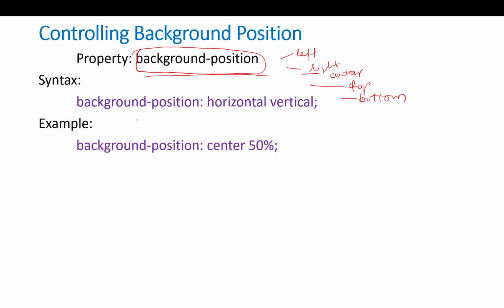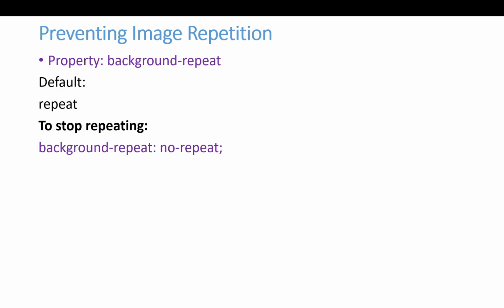So you can see the syntax: background-position horizontal or vertical. For example, background-position center with 50%. The next one is preventing image repetition. If you don't want to repeat the same image multiple times on the page, we can prevent that. By default, the background image is repeated. To stop repetition, we use the no-repeat property.